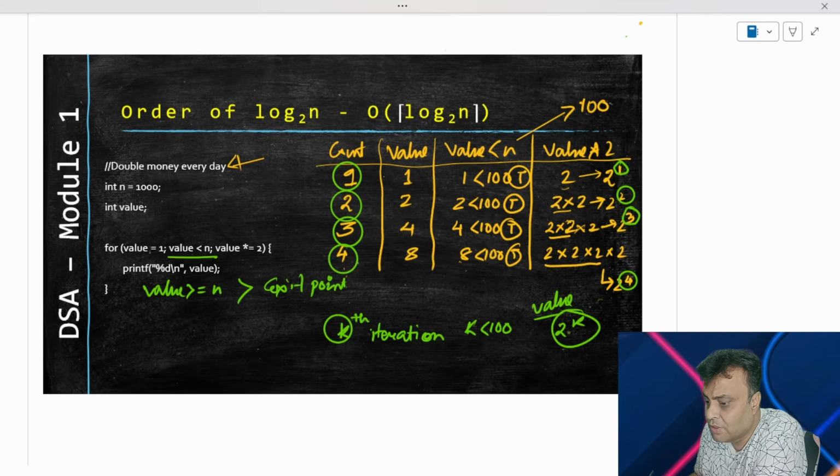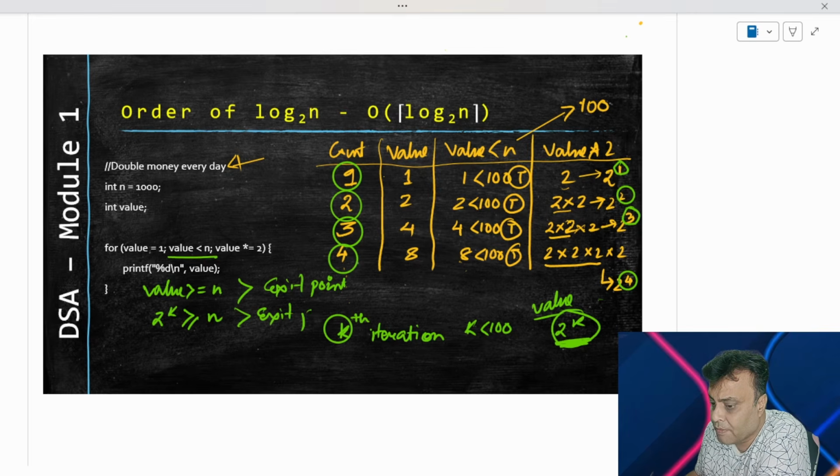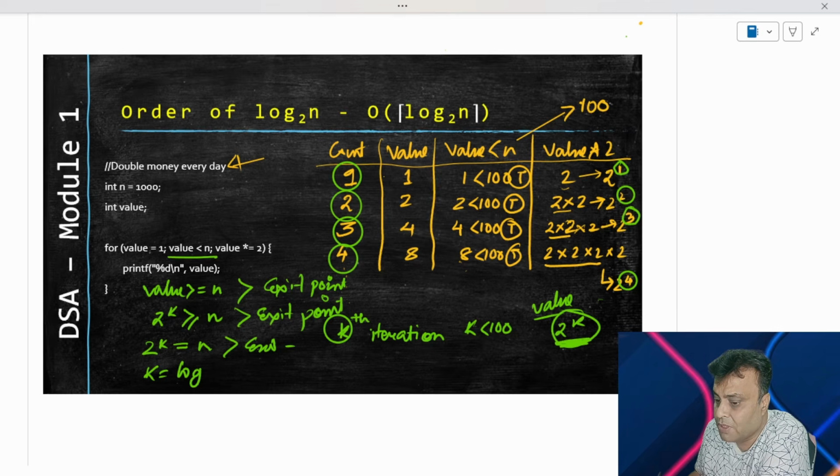And what is the value? The value is 2 to the power k at any point in time. So can I say 2 to the power k greater than or equal to n will be the exit point? And if I can say that, can I simplify this by saying that instead of greater than or equal to n, when it becomes equal to n, then it will exit? Of course I can say that. And 2 to the power k equal to n means what? It means that we are looking at k as log base 2 of n. Why? Because 2 to the power, let's say 3, is 8, right?